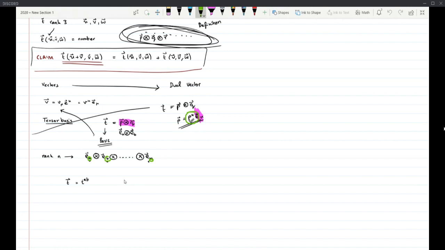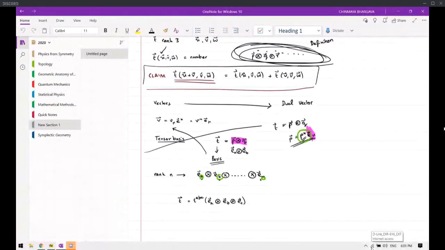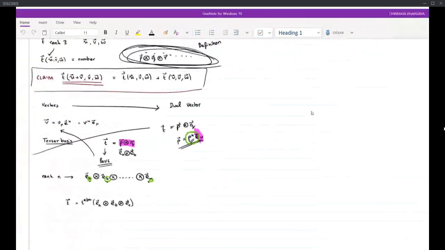My notebook hasn't synced yet. Can everyone see? Oh, it's okay, it's syncing now. Yeah, can everyone see now? It's loaded.